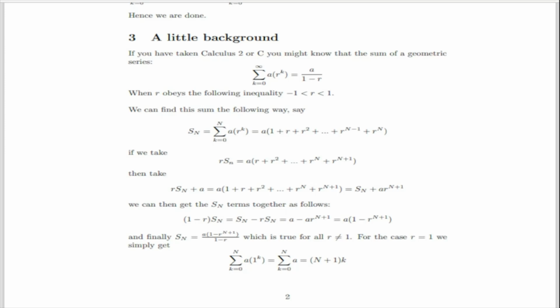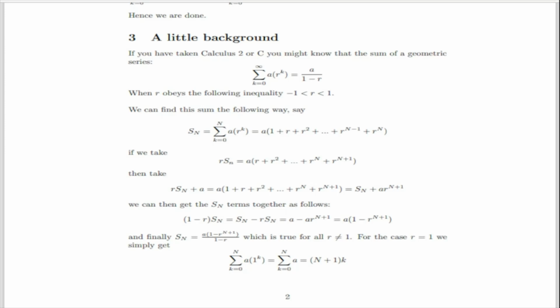So you can actually take that out and get s sub n plus a times r to the n plus 1. We can then get s sub n in terms of other things. So we have 1 minus r times S of n equals what we have there, which equals a minus a times r to the n plus 1, which then equals a all times 1 minus r to the n plus 1.